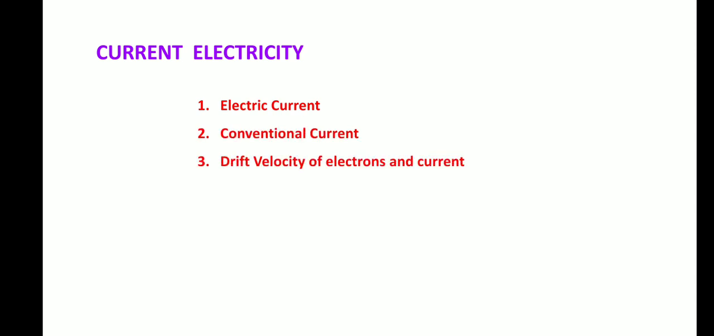Now, today we are going to start with a new lesson called current electricity. The topics to be covered in this class: electric current, conventional current, and drift velocity of the electron and current density. Let us go to the electric current.